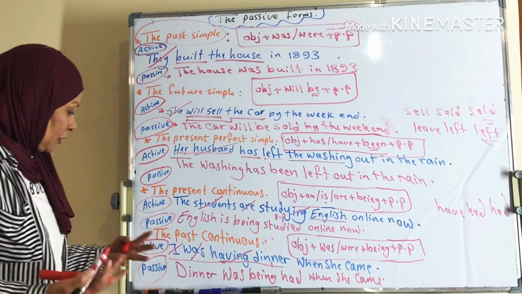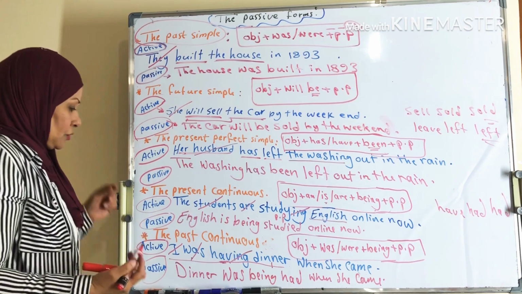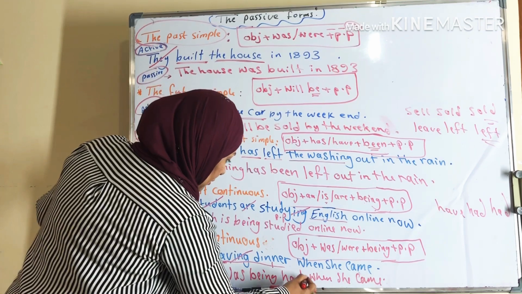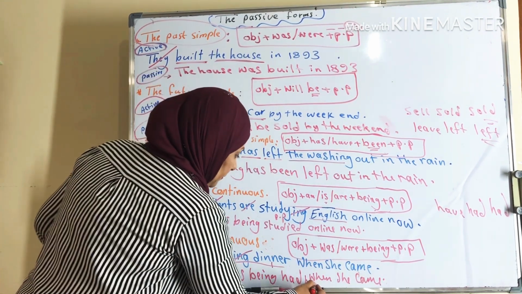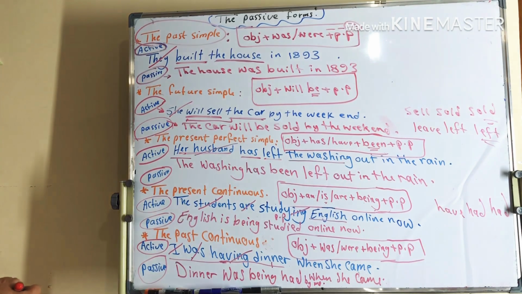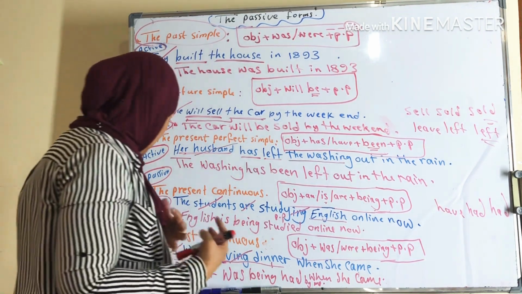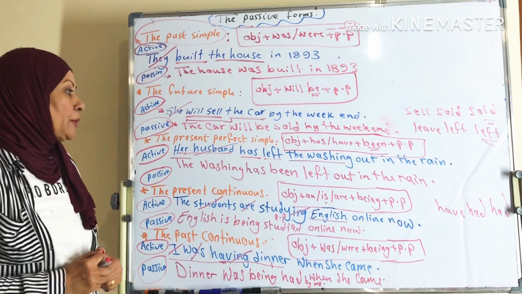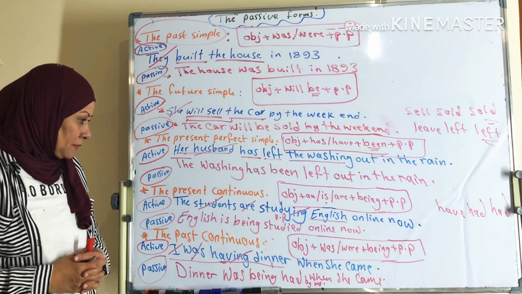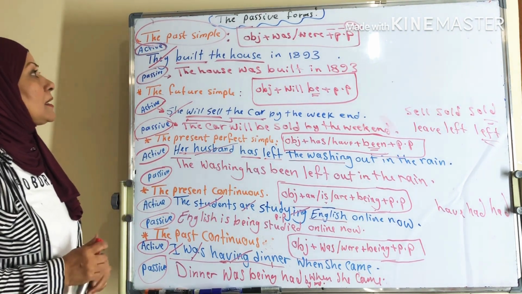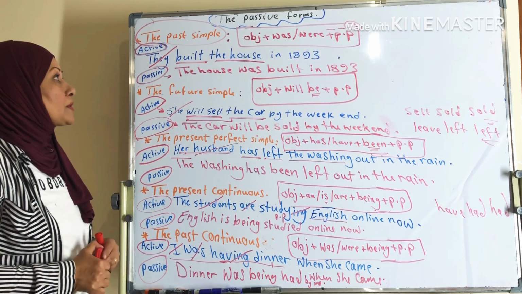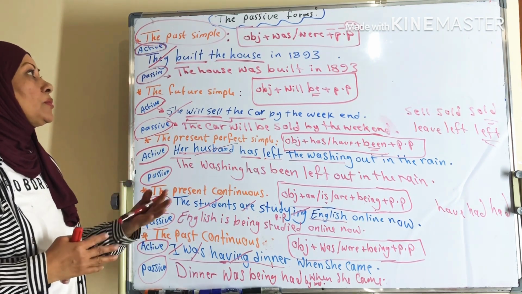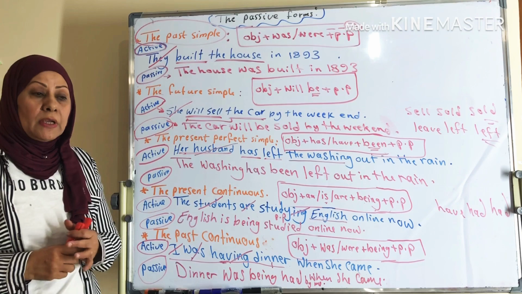I can put the doer of the action, I can change it into by, we can put it here, by me. If we want to put, or if we are asked to mention the doer of the action. I hope you understand all the tenses in passive forms, and how can we change these tenses into passive forms. And again, thanks a lot.